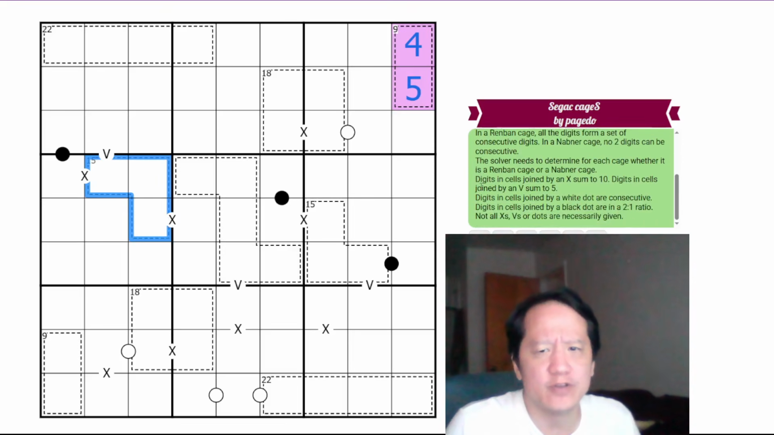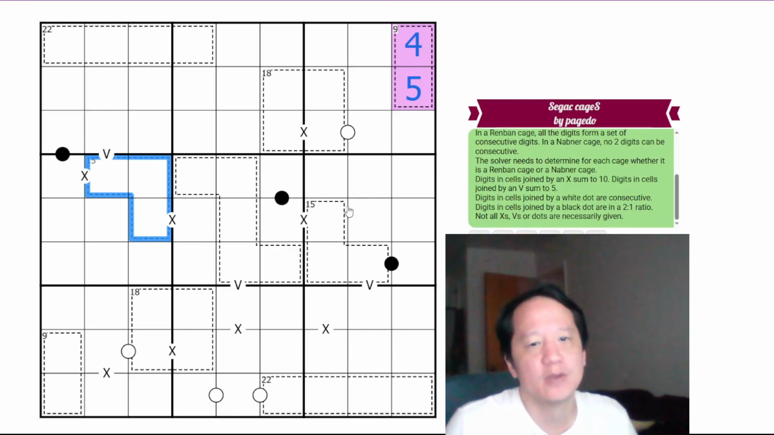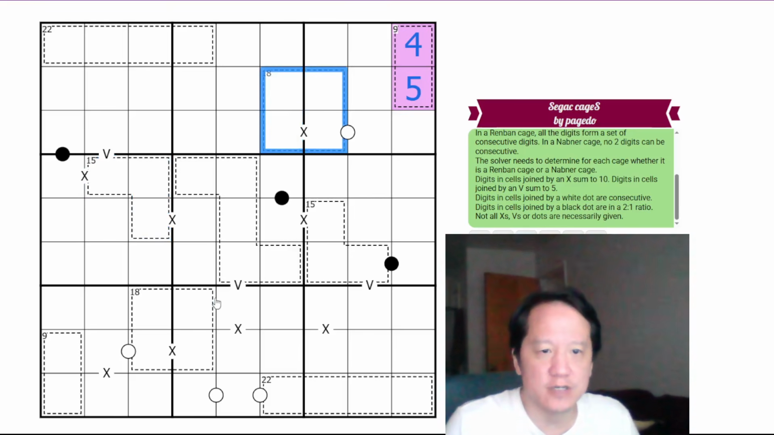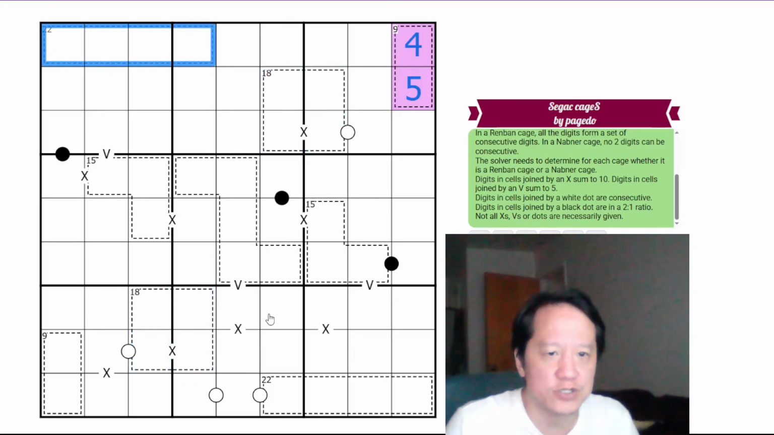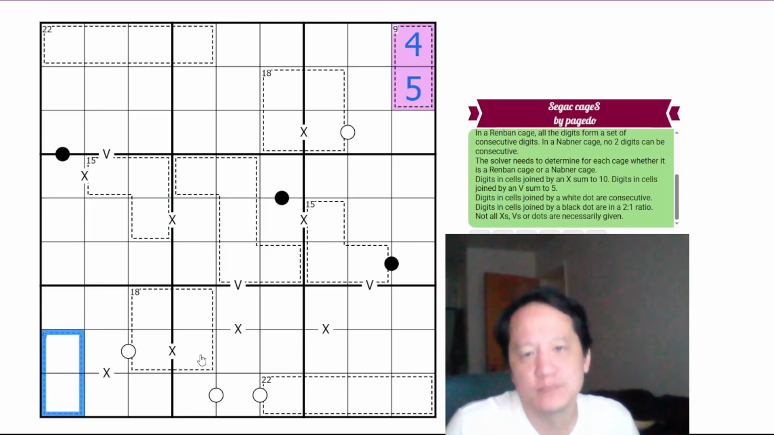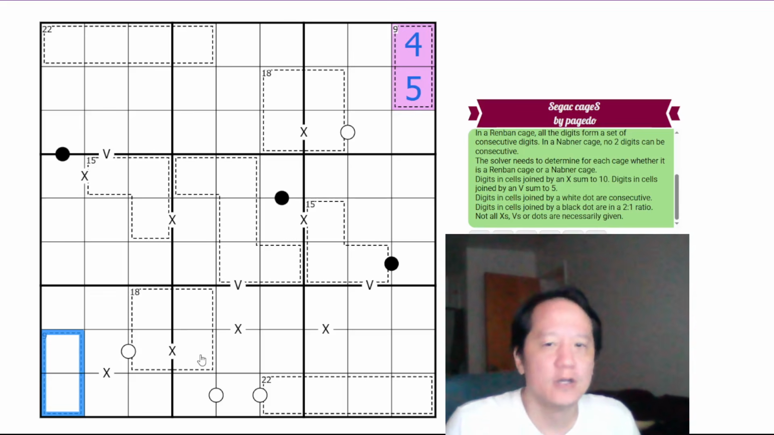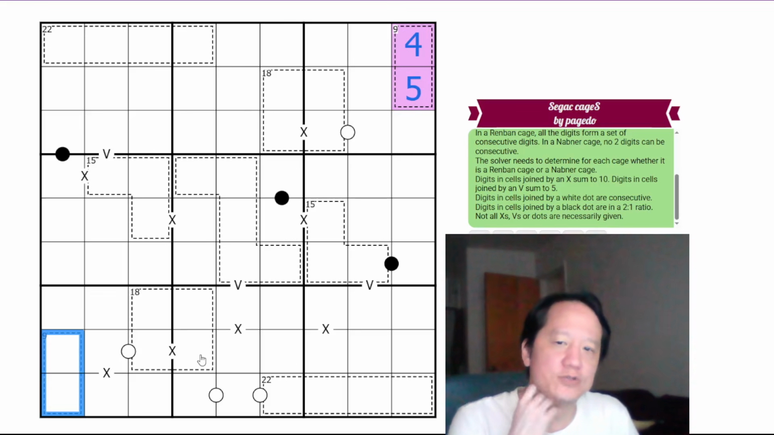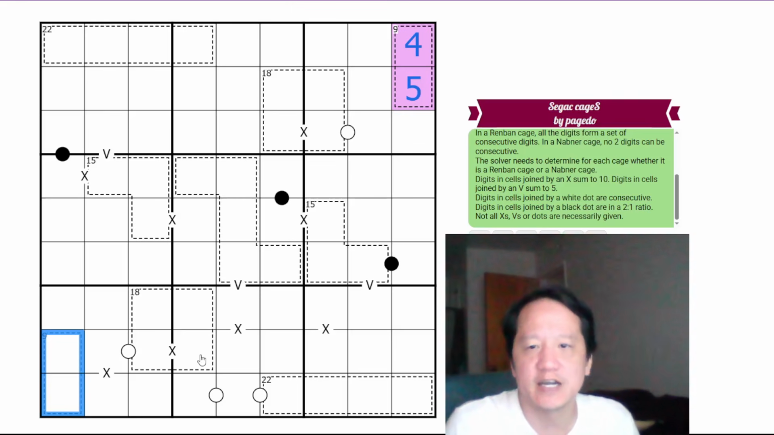I hope that was kind of clear. The solver needs to determine for each cage whether it is a Renban cage or a Nabner cage. We have two sets of digits here adding up to 18, two sets of digits here adding up to 22, two sets of digits here adding up to 15, and two sets of digits here adding up to 9. Anyways, those are all the things for the Segac cages.